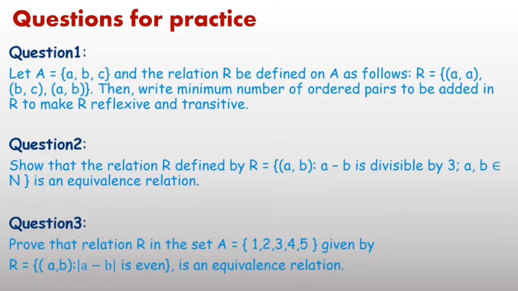Second question, relation R is given as ordered pair (a, b) such that a minus b is divisible by 3, where a and b are natural numbers. You have to prove that it is an equivalence relation. Third question. Set A is given as {1, 2, 3, 4, 5}. Ordered pair (a, b), mod of a minus b is given. You have to prove it is an equivalence relation.